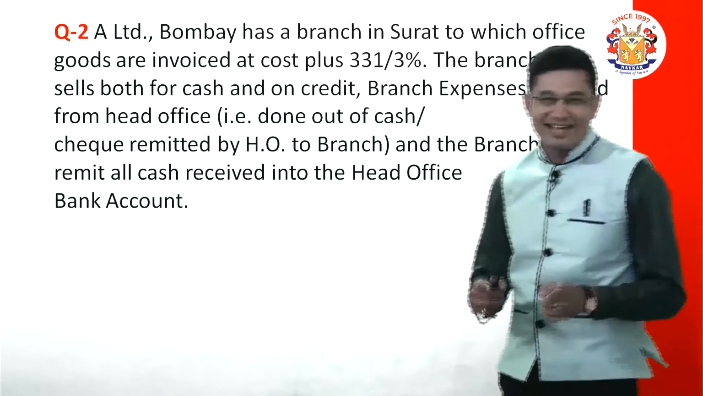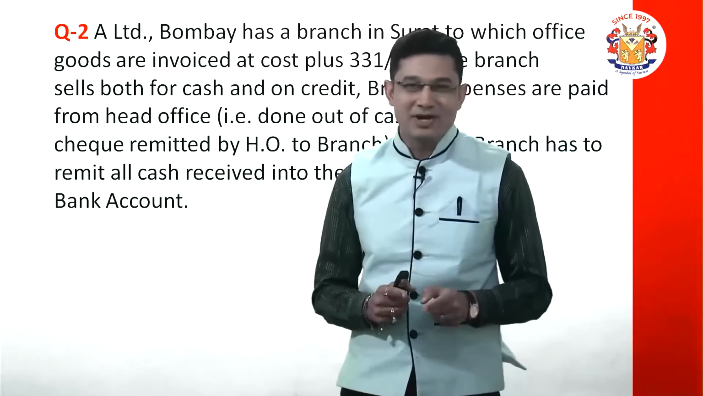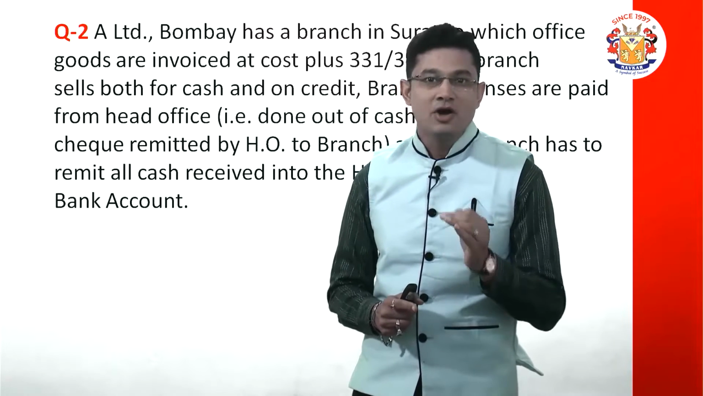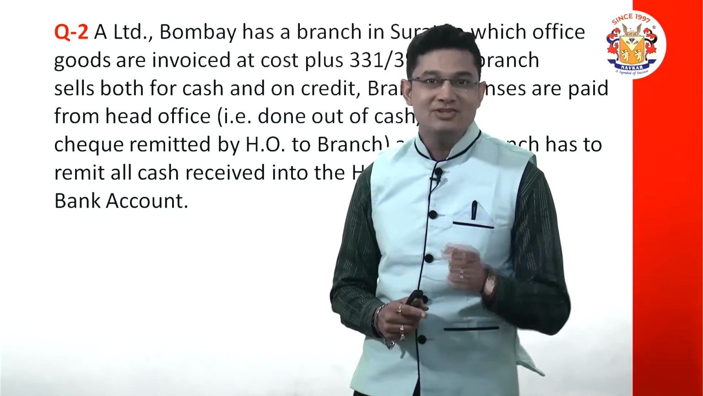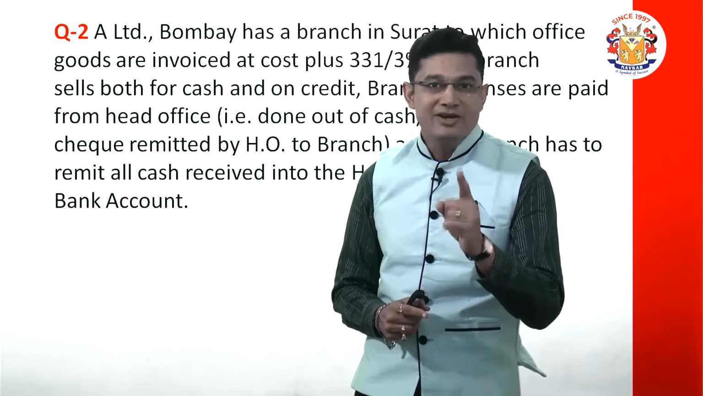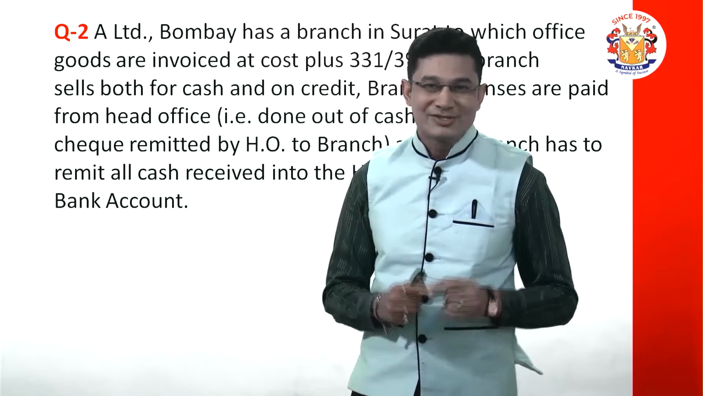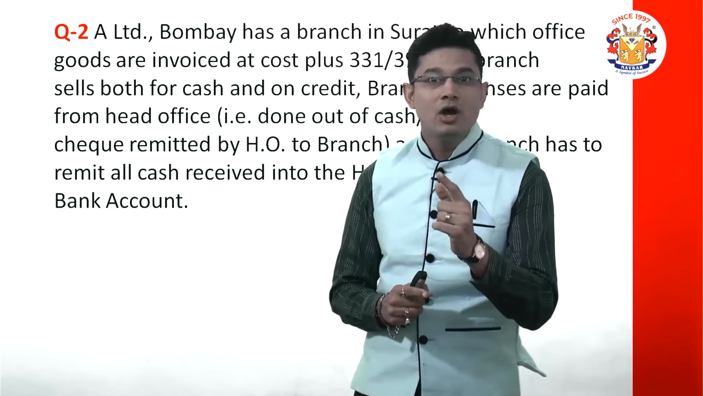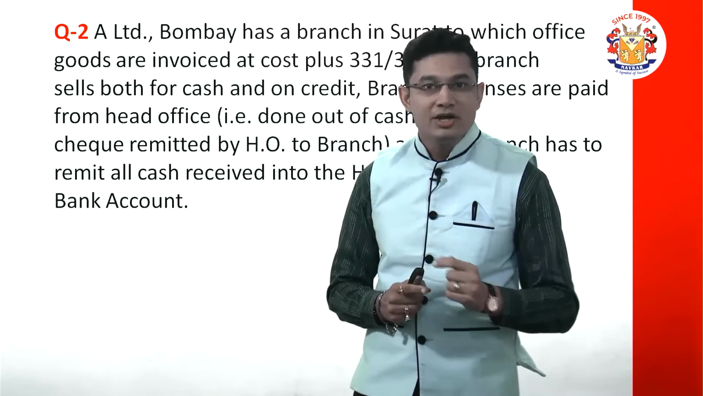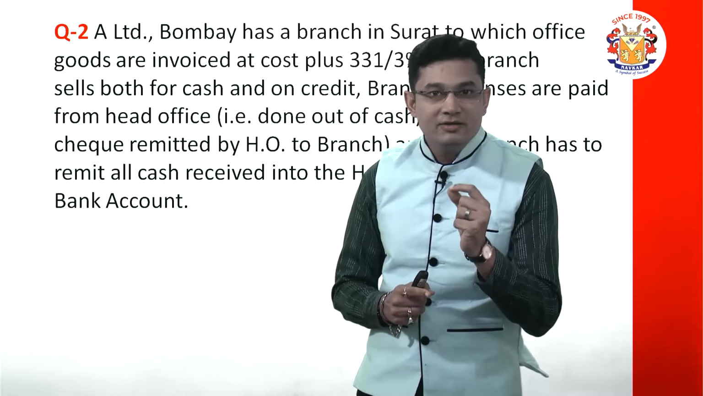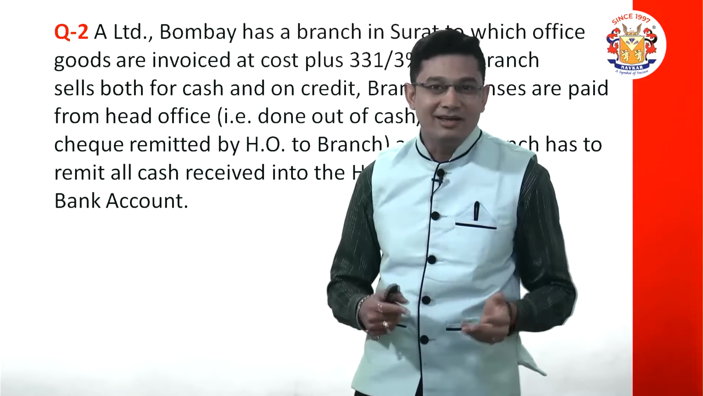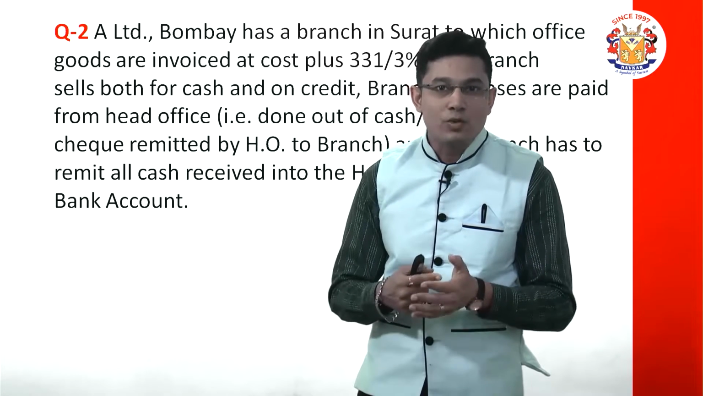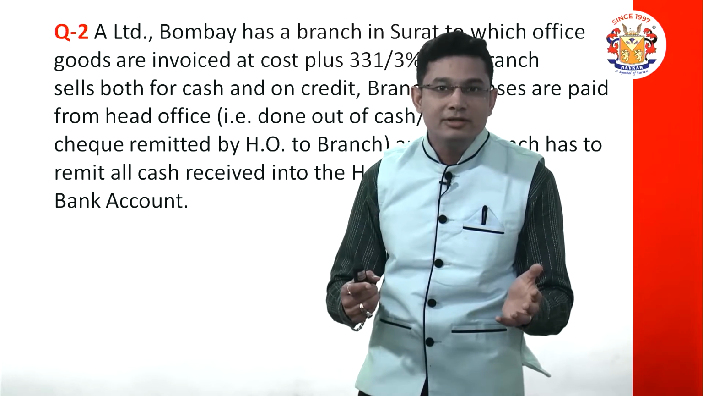33.33%. I can say that in this question cost price of goods sent by HO to branch equals 100, suppose. So I can say that loading on goods sent to branch equals 33.33. Indirectly, invoice price equals 133.33.